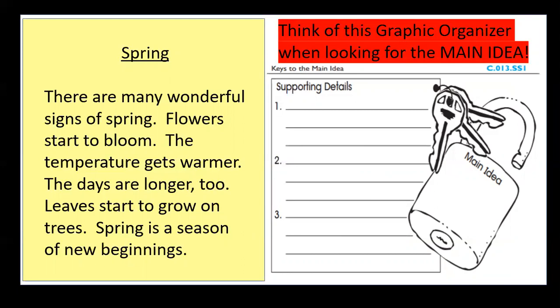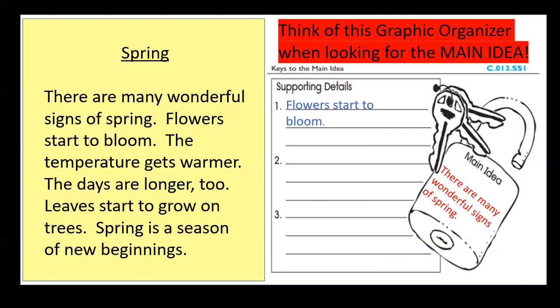All right, so now looking at my graphic organizer, I want to think about the main idea. What is this passage mostly about? I'm going to say it's probably that first sentence. There are many wonderful signs of spring. I'm going to put that in the lock, as you can see. Now let's look for some details that support it. If the main idea is that there are wonderful signs, let's talk about one of the signs. Let's look for a key detail or a supporting detail.